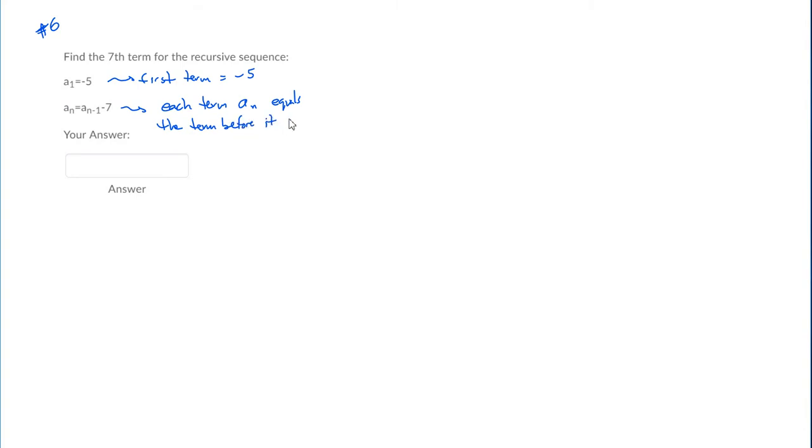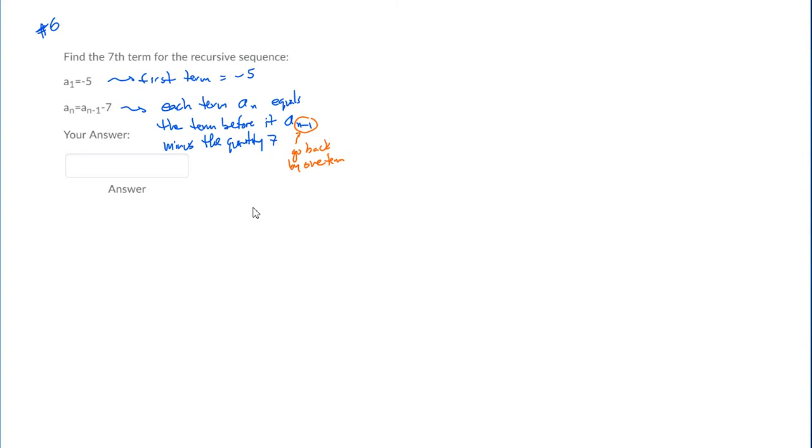is going to be called a subscript n minus 1, because remember the index, if you drop the index by 1, which we're doing in this case, that means you're backing up one term. Because we're subtracting 1 from the index, that means we go back one term. So this is the term before the current term. And we're also doing minus 7. So each term an is equal to the term before it, which is called an minus 1, minus the quantity 7. So we subtract 7 off of that value.